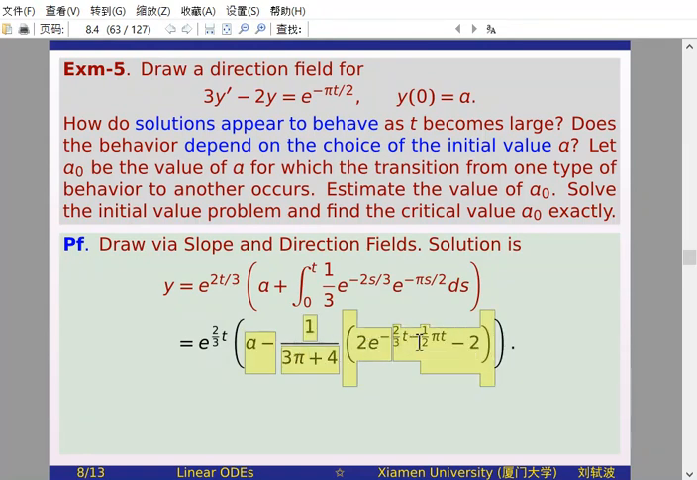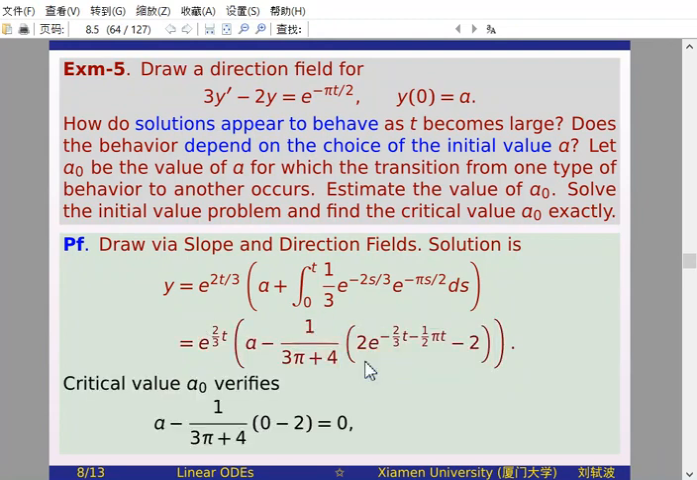If A is greater than that value, this part will be positive, the limit of this will be positive, and y goes to positive infinity. If this part is negative, then y will go to negative infinity. So the critical value A0 satisfies that the limit is 0. That is exactly this equation, because the limit of this term is 0.